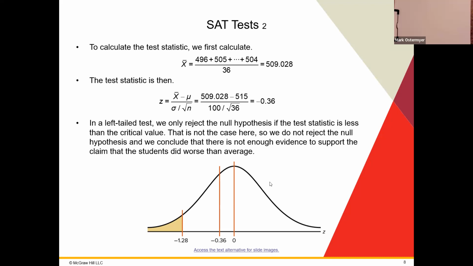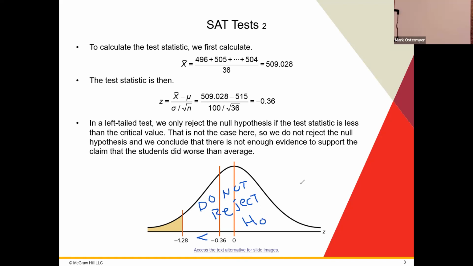Now comes step number 4. Ladies and gentlemen, where does my test statistic fall in relation to my critical Z value, which is negative 1.28? Well, notice that my test statistic, negative 0.36, is greater than my critical Z value, negative 1.28. So it falls safely in the what? Do not reject null hypothesis interval or region. And therefore, we fail to reject the null hypothesis, or we do not reject the null hypothesis for this test.